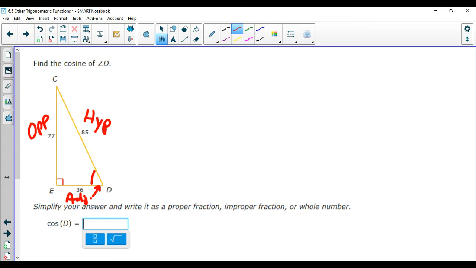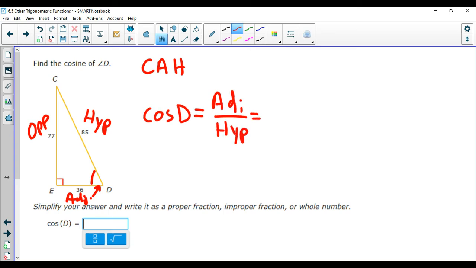So I want cosine, which from my acronym on the last page was CA, from SO, CA, TOA. So I have cosine of angle D is going to be adjacent over hypotenuse, which in my diagram is 36 over 85. And the only thing I have to ask myself at the end here is, do I need to simplify this answer? It's already written as a proper fraction, and so that part is good. But I just need to ask myself, does this simplify?